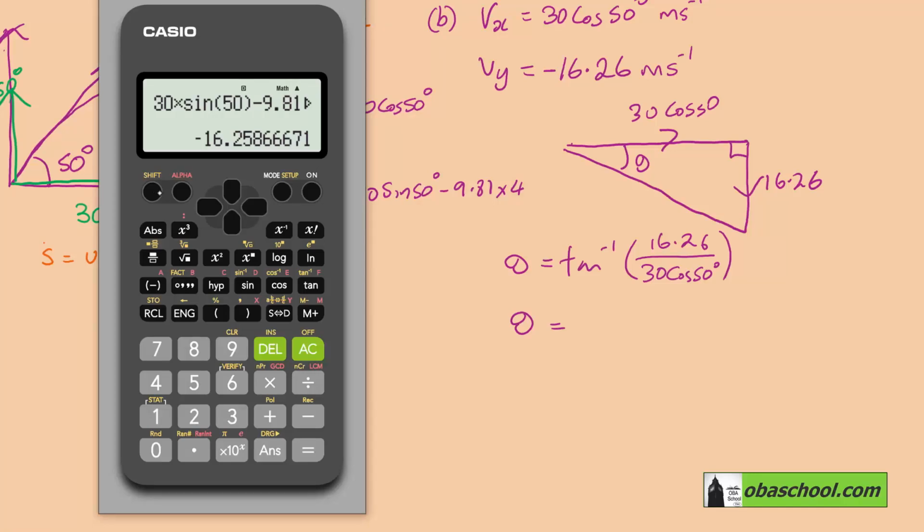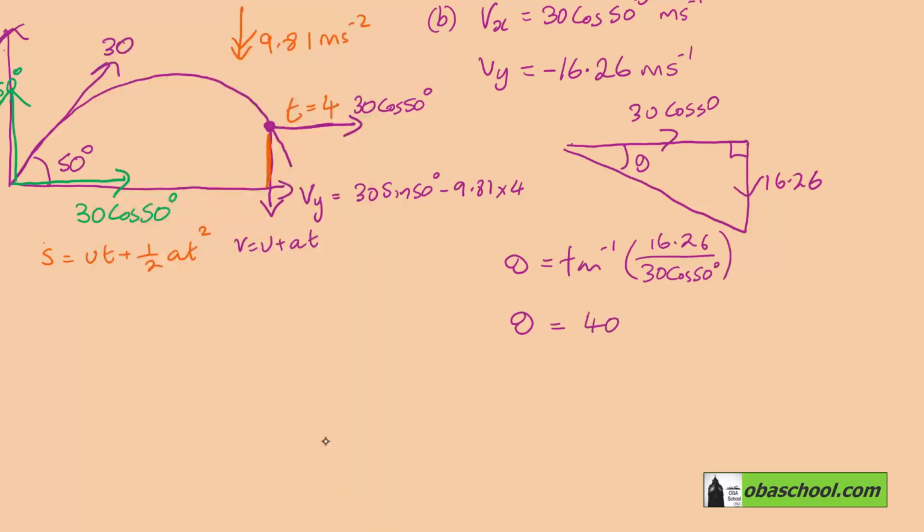So we've got the inverse tan, and then we've got the last answer. Divide that by 30 times cos 50. And that gives us 40.1 degrees. So we can say it's 40.1 degrees below the horizontal.